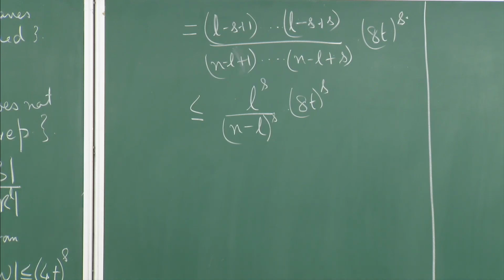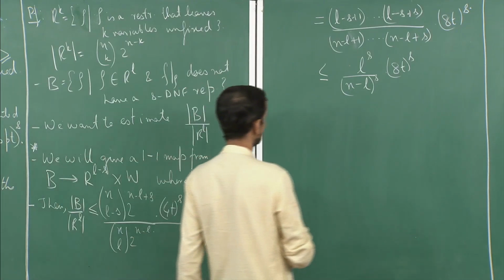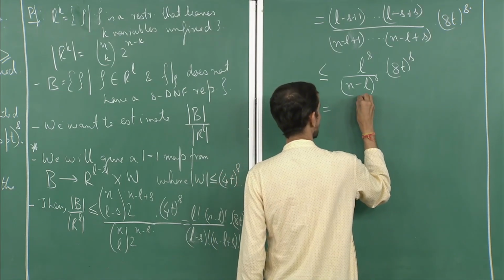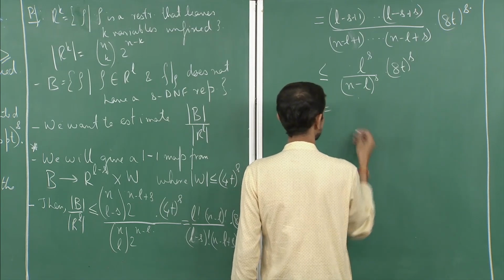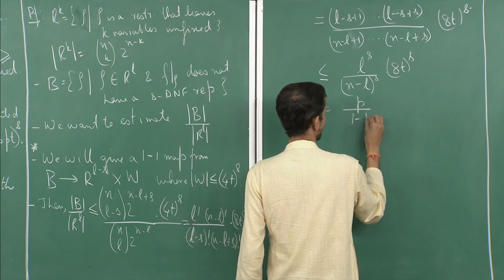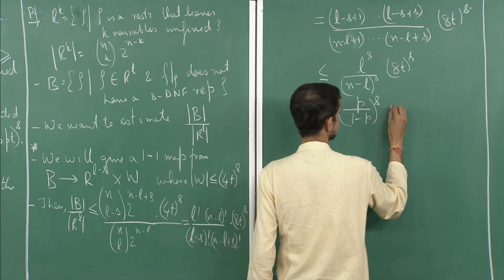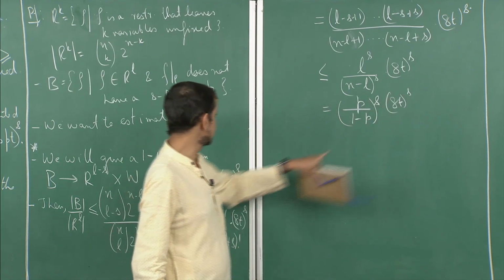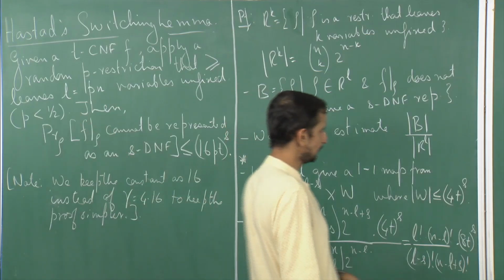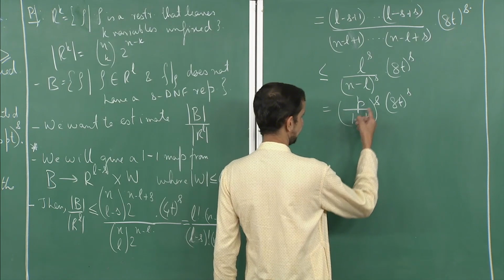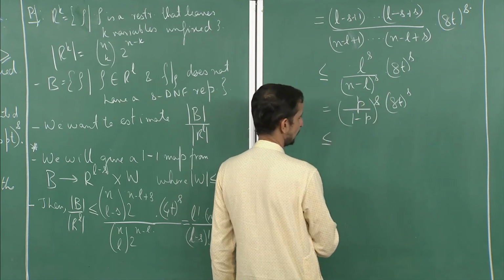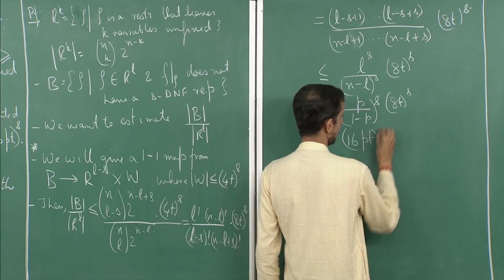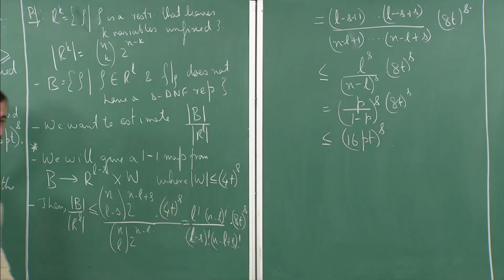And what is L? L is equal to Pn for us. So this becomes Pn by n minus Pn, dividing, I get P by 1 minus P whole to the power S, times 8t to the power S. Now, I will use the fact that P is less than half, so 1 minus P is greater than half. So this is bounded by 16 Pt whole to the power S. Okay, so this is the calculation.